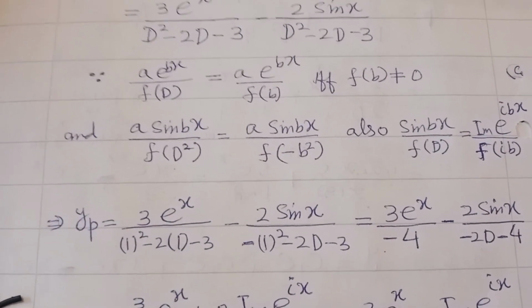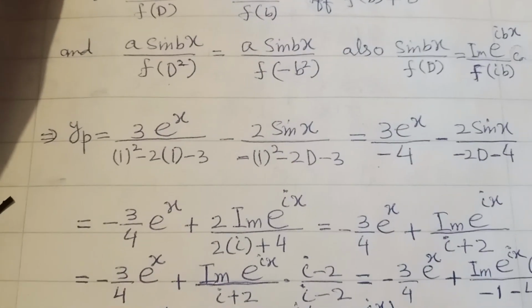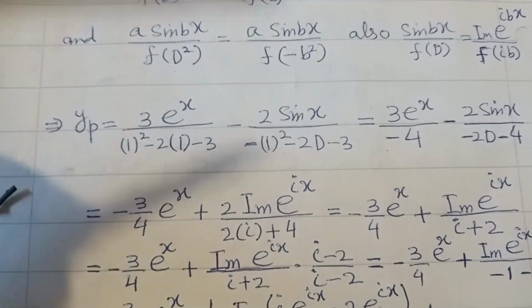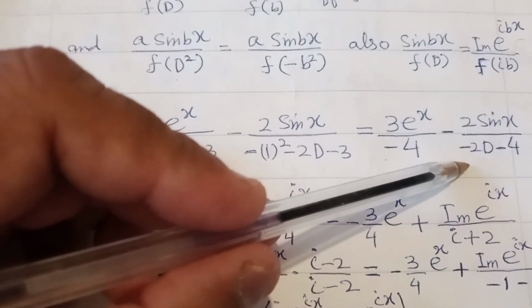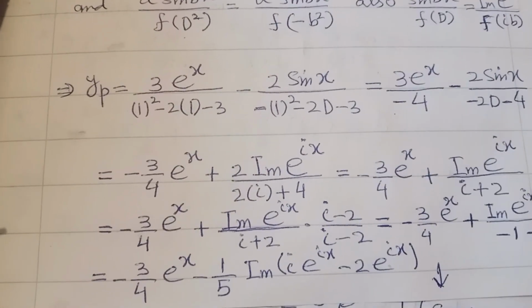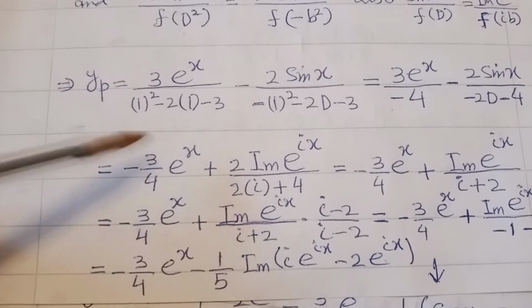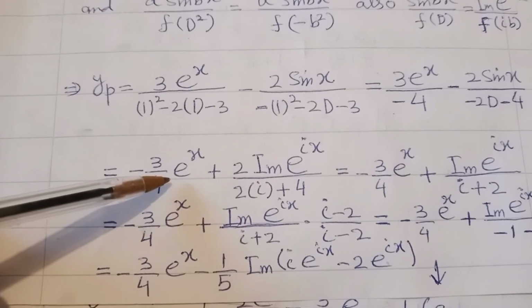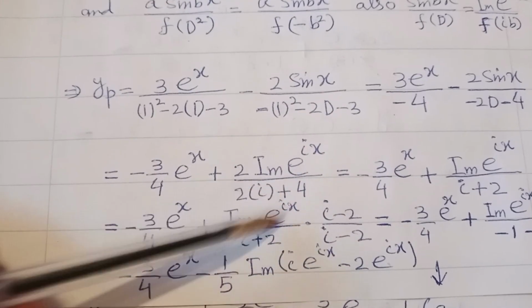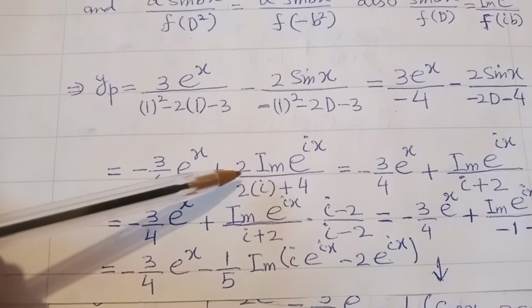After that, here we do not have d square, so we cannot apply this formula further to find the solution. Therefore, that is our answer for the first part. But in the second one, because we have linearity, we will apply this rule.